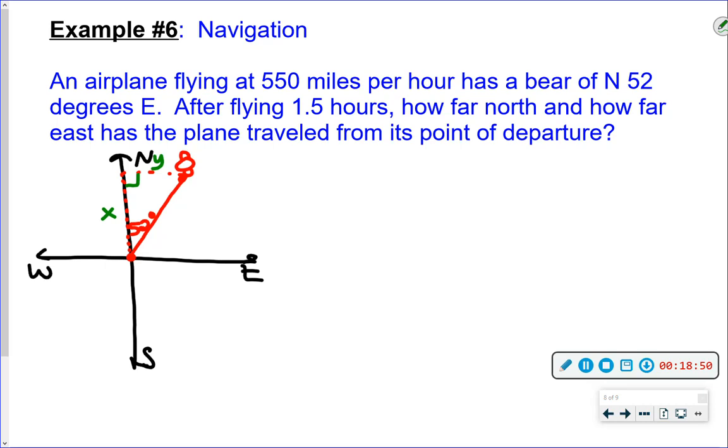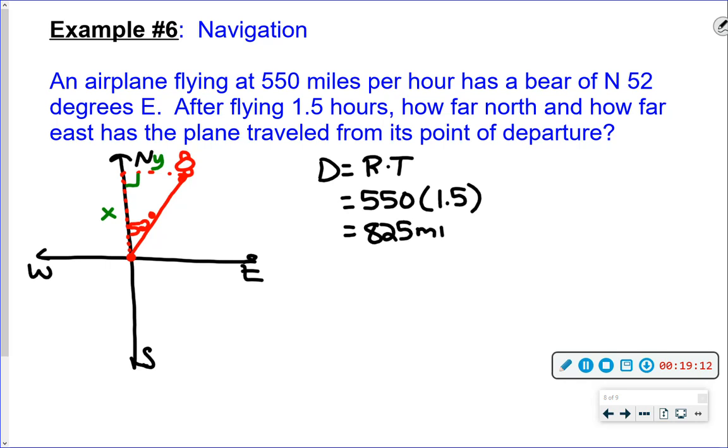Now, they do give us some other information here that's going to be useful. We can find the hypotenuse of this triangle, or how far out the plane is. We're going to have to use that distance equals rate times time again. So the plane is flying 550 miles per hour, and it's been out there 1.5 hours. So I just multiplied that out in my calculator, 825 miles. So there's my hypotenuse. That's how I got that. Okay, now I'm ready to go.